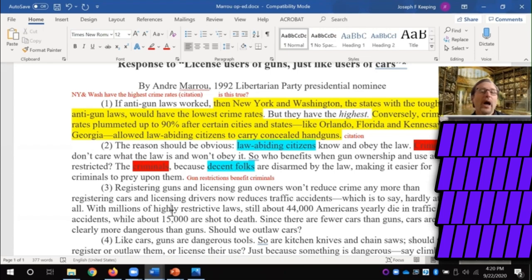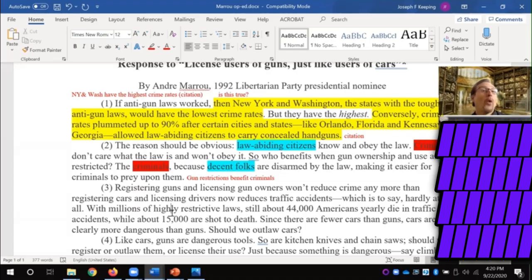Okay, he is saying that licensing drivers and registering cars does not reduce the rate of traffic accidents. Do you think that's true? Do you think that if we had no laws governing traffic, and we let people drive if they weren't competent drivers, we let just anybody drive, we would have the same number of traffic accidents, or do you think we would have more?